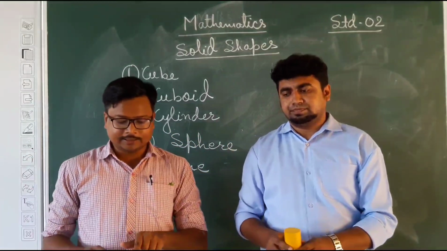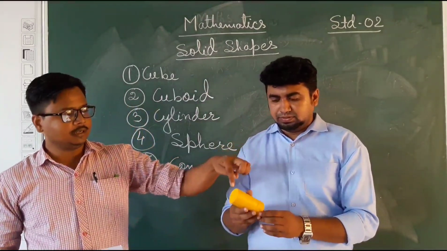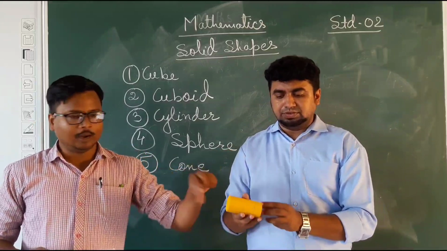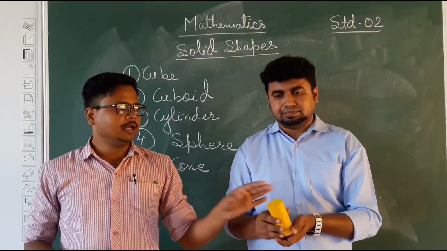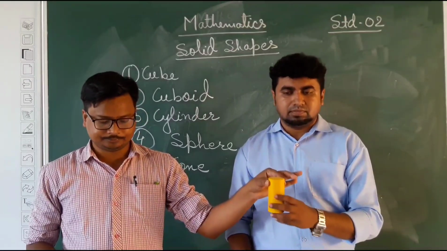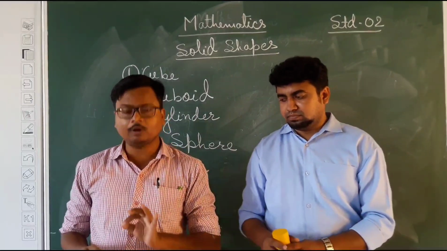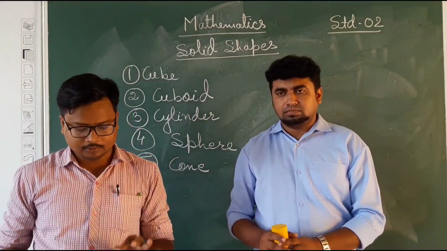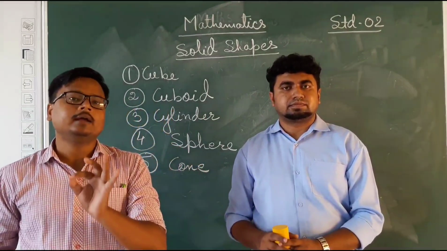And next, a cylinder has 2 edges. So please show them the edges. These are the edges, this and this, up and down. And it has no corners. As you can see here, you will not find a single corner in this cylinder. Now there are a few objects that have the shape of cylinder: candle, battery cell, Coca-Cola can, and gas cylinder.